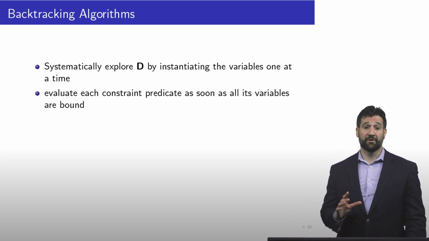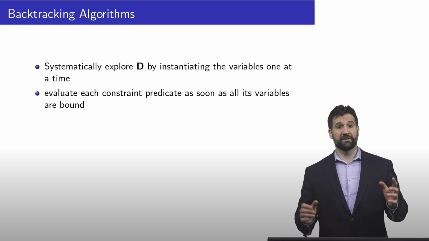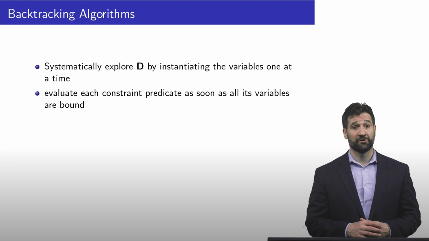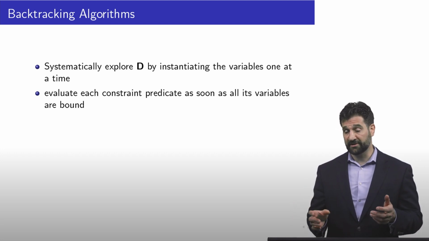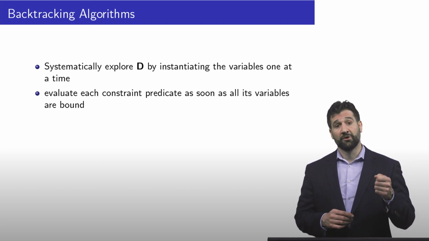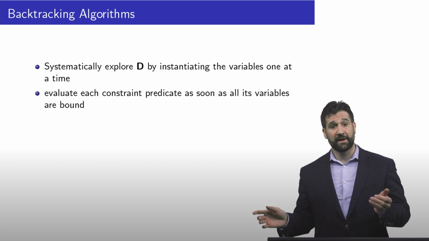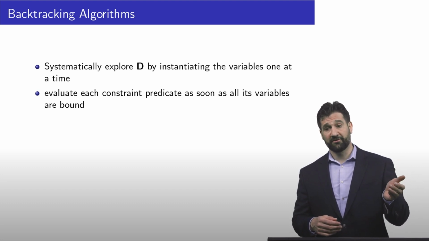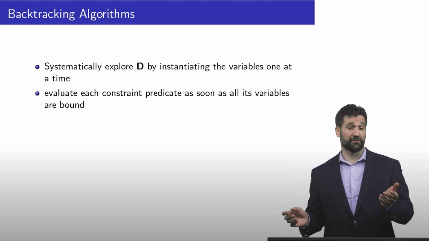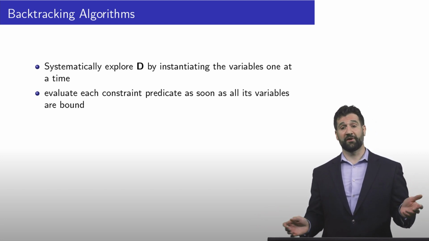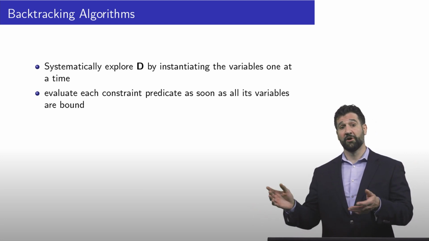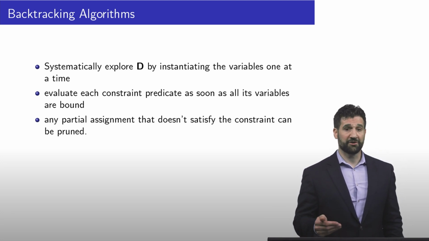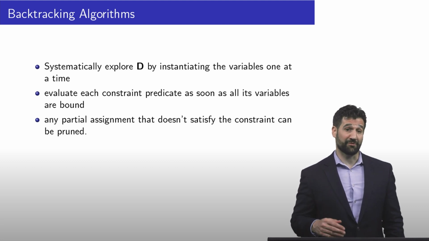But unlike something like generate and test, we're going to consider a constraint predicate as soon as all its variables are bound. Because if we have a constraint that only considers, say, one variable, right away when we generate all those domain values, we can check if a given domain value is valid for the solution. Likewise, if there's two variables, once we have considered both of them, we could do that same type of check. So any partial assignment that doesn't satisfy a constraint, we can just get rid of.